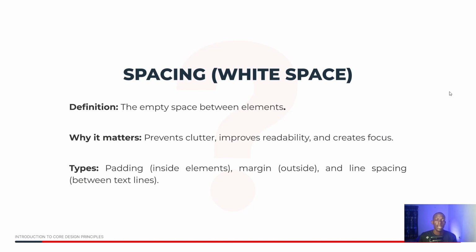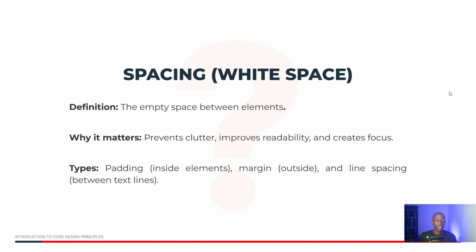We could be like, oh, so the heading for this section is spacing, white space, and then we have three items. We have definition, we have why it matters, and then the type of it. This spacing gives you that leverage, readability. It prevents clutter, it improves readability, and it creates focus. It's very easy for you to just move to the next point because of that space in between.